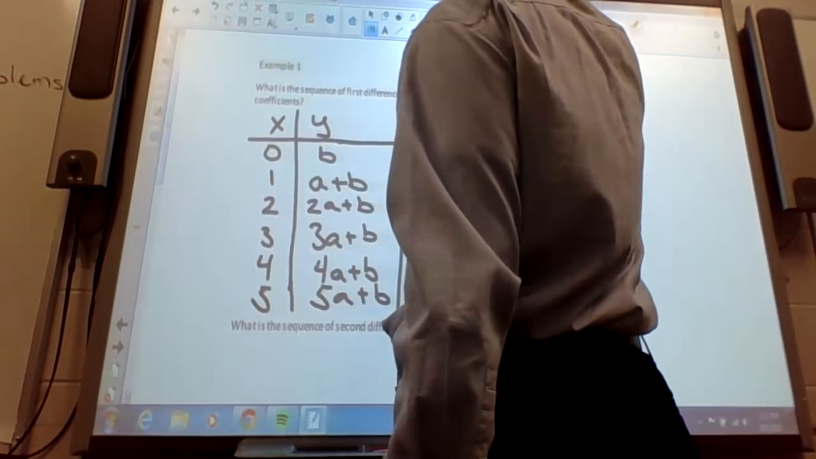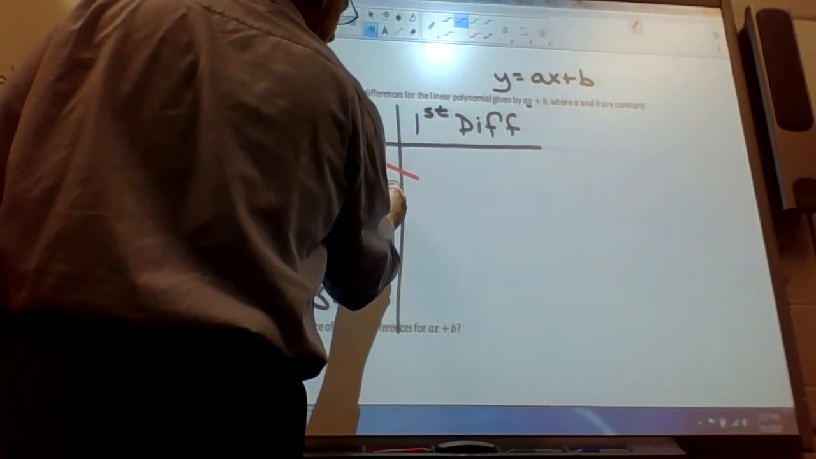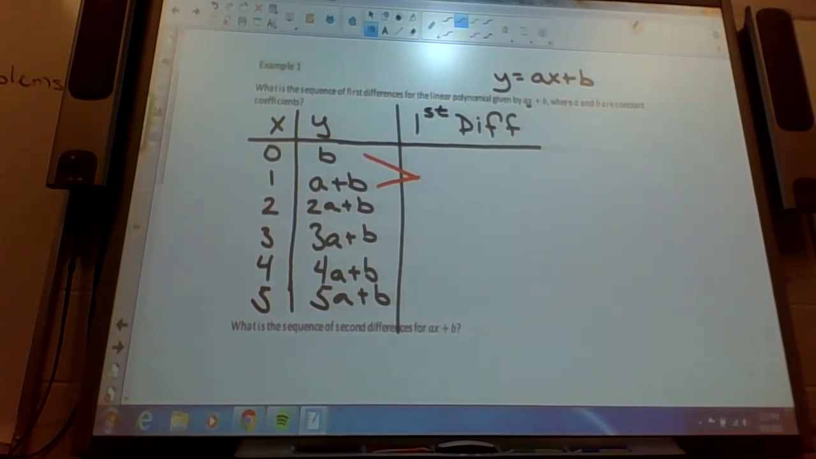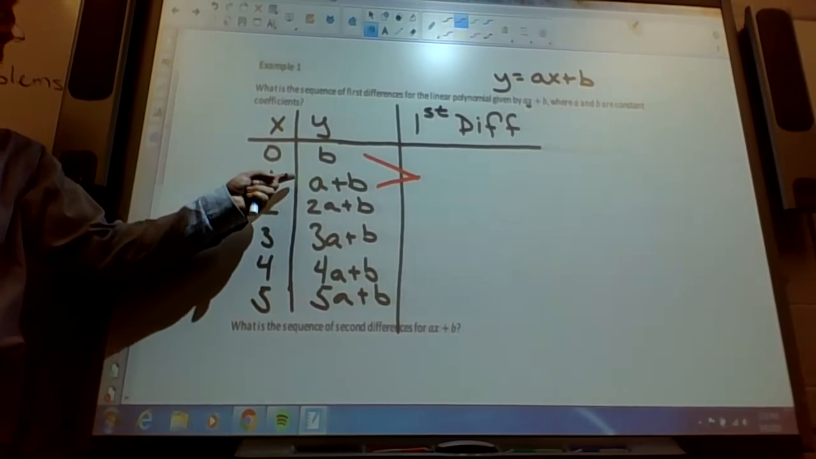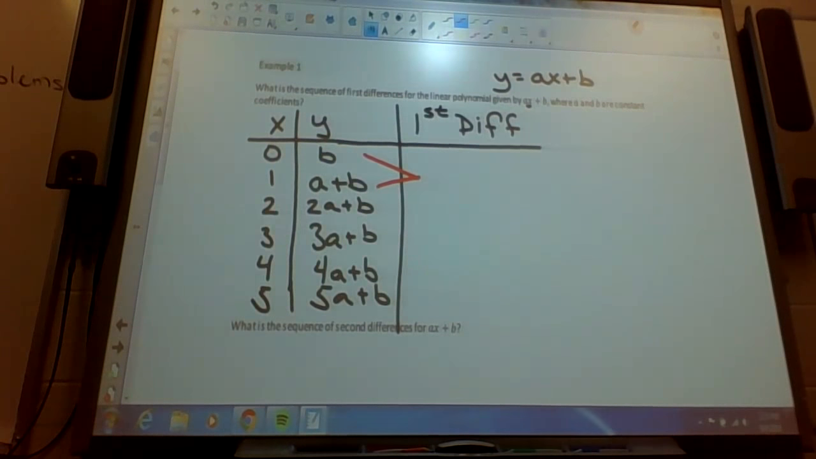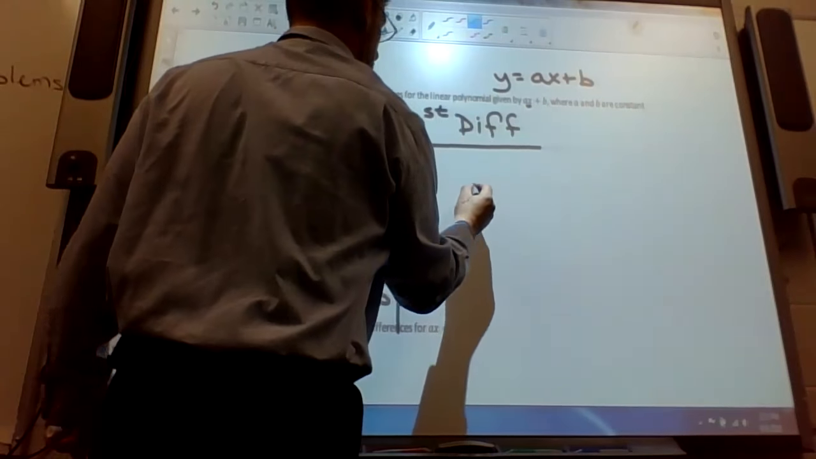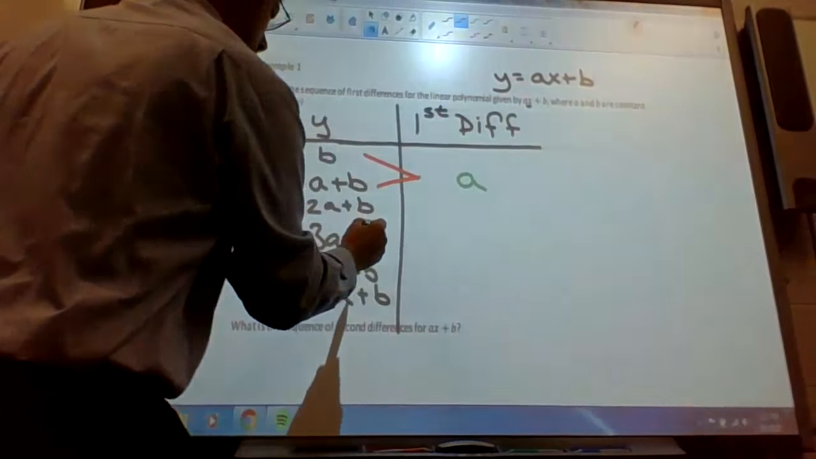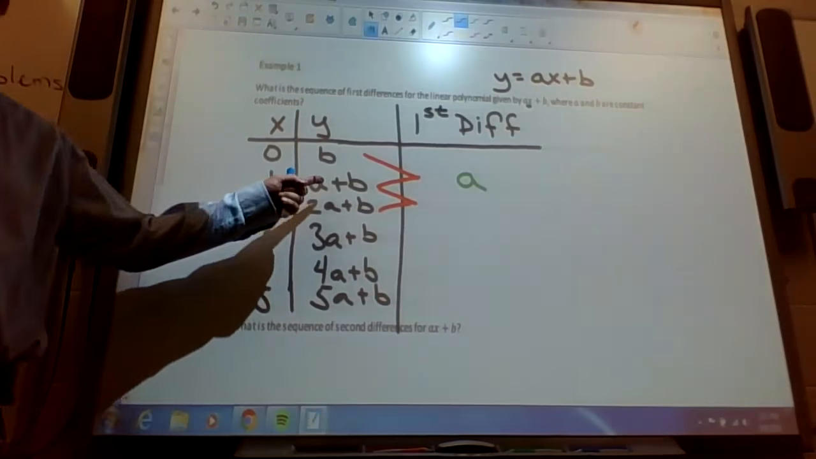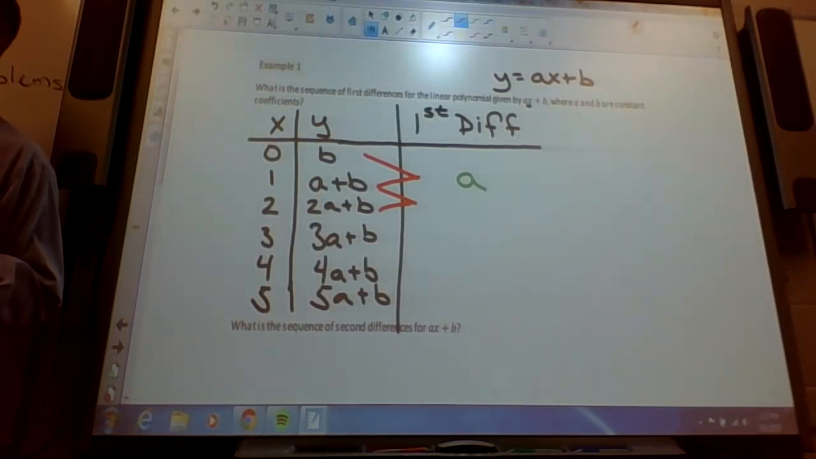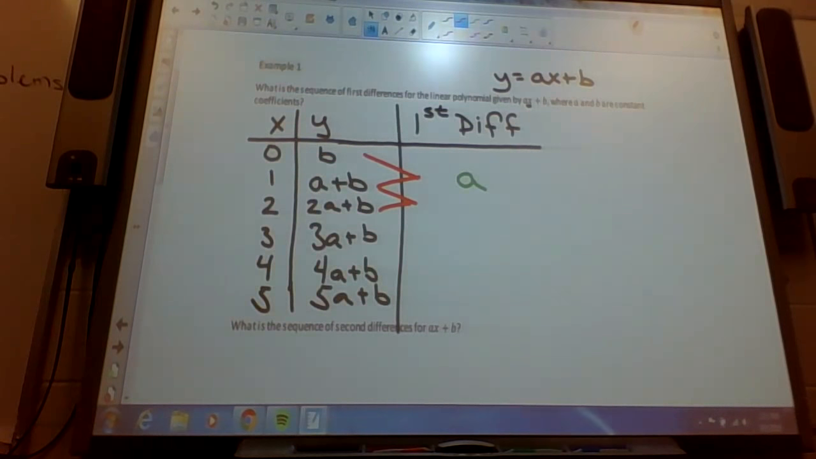So let's do that. We're going to do that between this and this. So if I take A plus B and then I subtract the previous term from it, that's the B, right? So the previous term from this is B. So A plus B minus B. What am I left with, Michaela? I'm left with A. Good. A. Leah, if I take 2A plus B and I subtract A plus B, what am I left with?